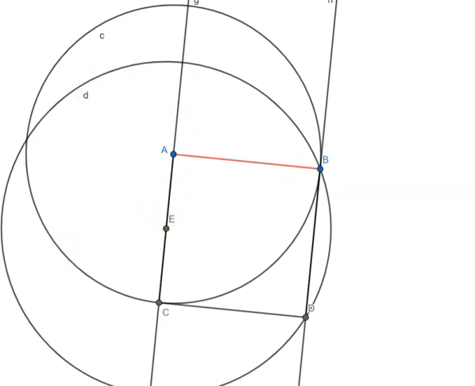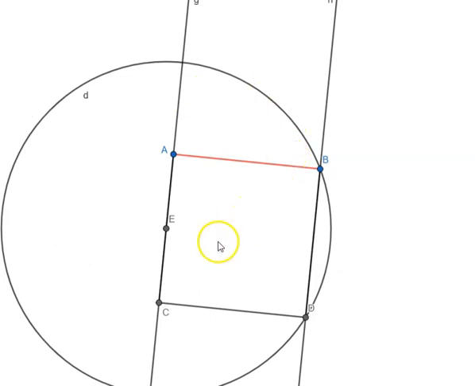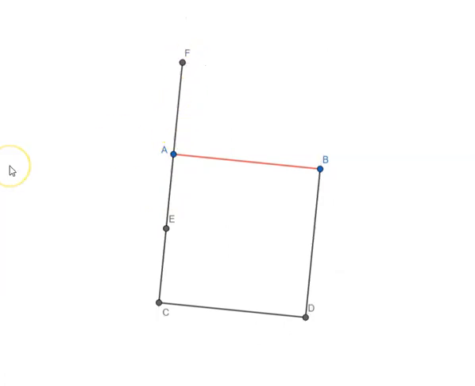So this circle is at E and the radius is BE. And this circle cuts this line at this point. So let's mark that as F. And now on AF, we are going to build a square. Okay, now perpendicular to AF, we draw a line.